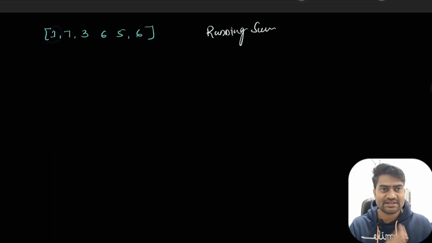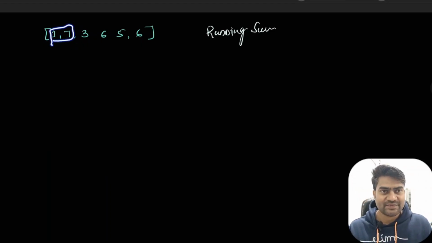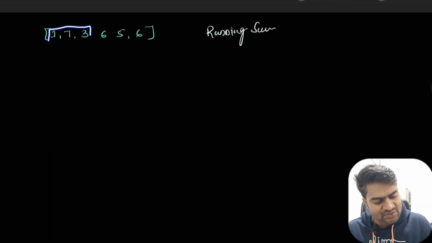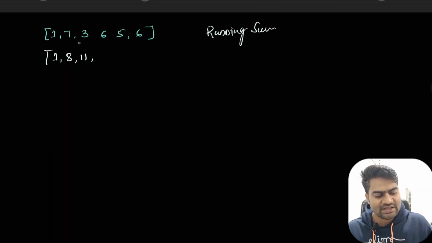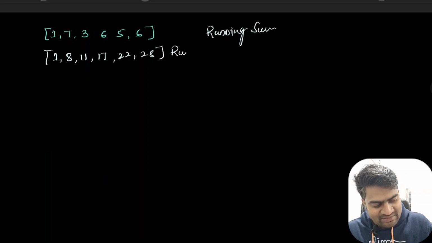For 1, there is nothing before, so it is only 1. For 7, it is going to be 1 plus 7, so it is going to be 8. Again here at this particular point, it is going to be the sum of all the 3 numbers. Now if you stand at this particular number, it is the sum of all these numbers. Likewise, this is going to be 1, then 1 plus 7, it is going to be 8, then 1 plus 7 plus 3, it is going to be 11, then 1 plus 7 plus 3 plus 6, it is going to be 17, then 22, then 28. Okay, so this is our running sum, correct, right?